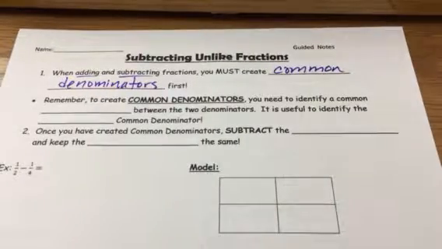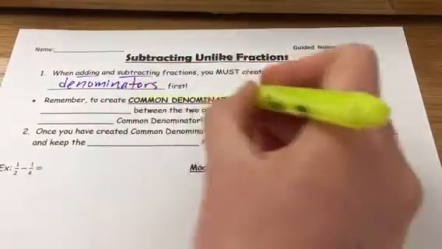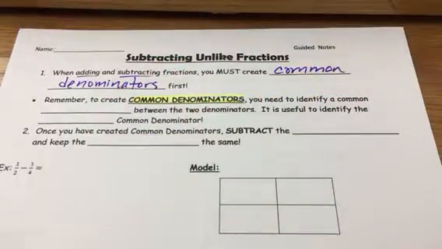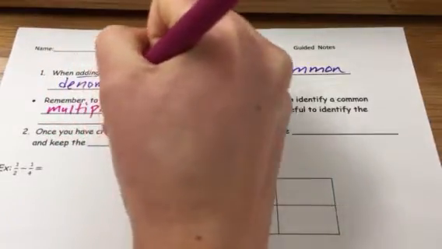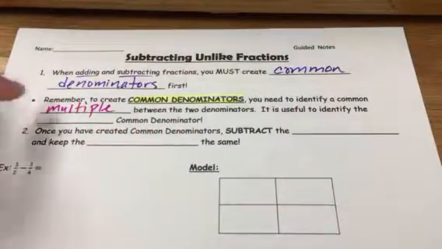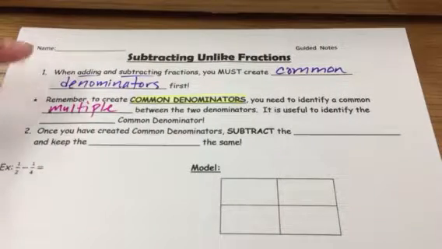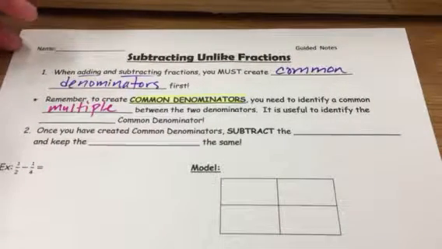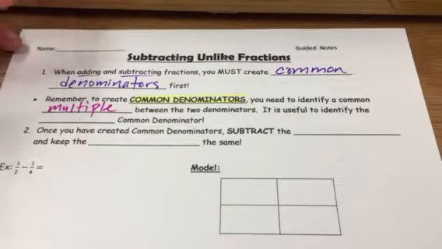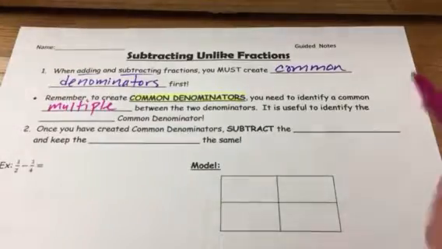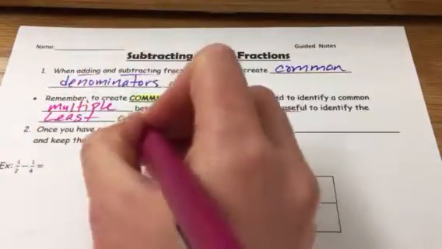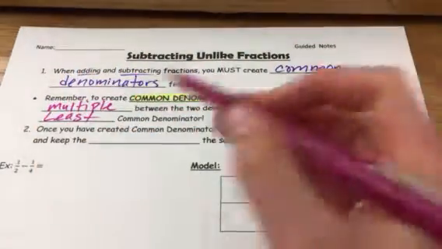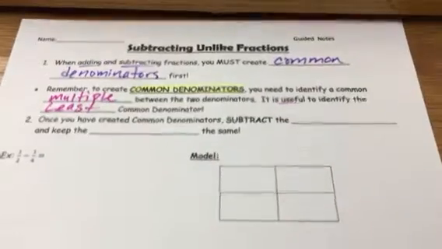And remember, to create your common denominators, you need to identify a common multiple between the two denominators. Now again, when you hear the word multiple, think multiply. So if I ask you what are the multiples of, let's say, 3, your multiples of 3 would be 3, 6, 9, 12, 15, 18, 21, 24, so on and so forth. And in general, it is definitely the most useful to identify the least common denominator, which is the least common multiple between the two denominators that you're dealing with.